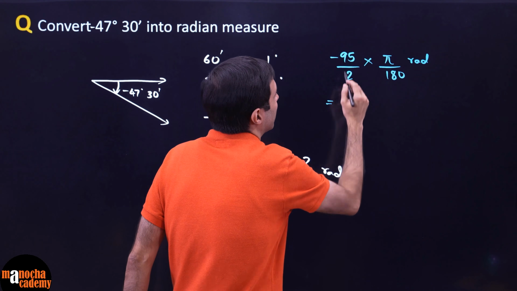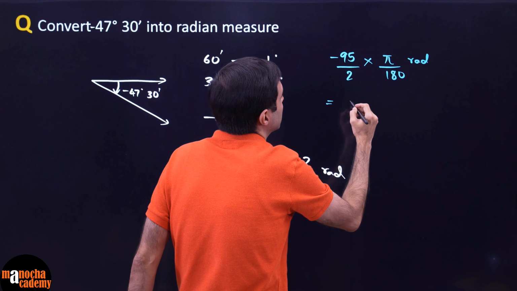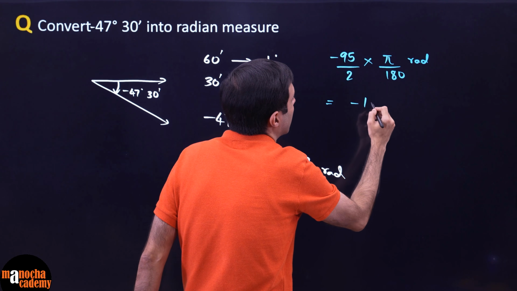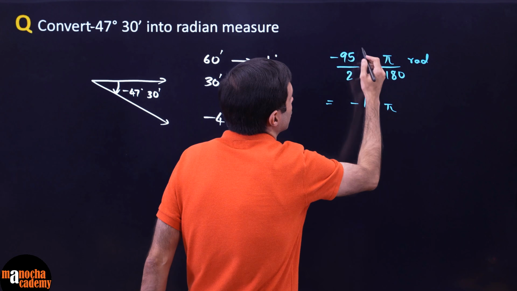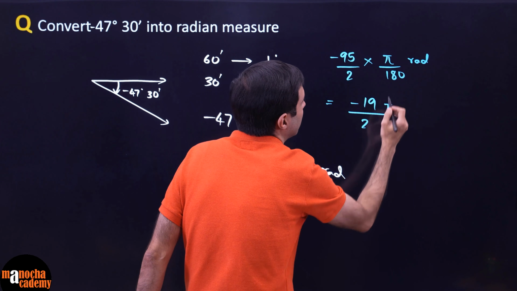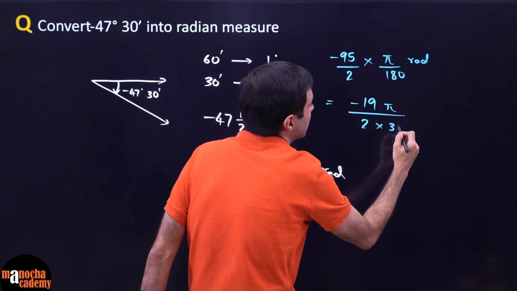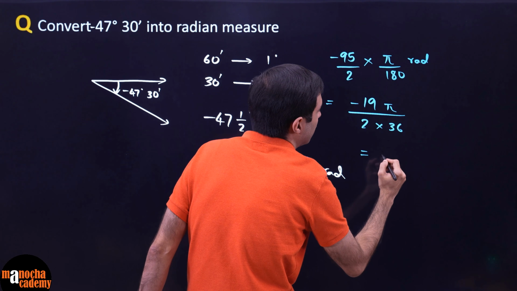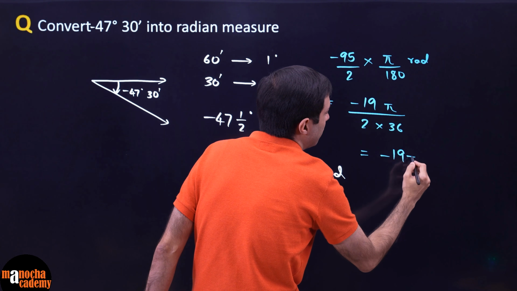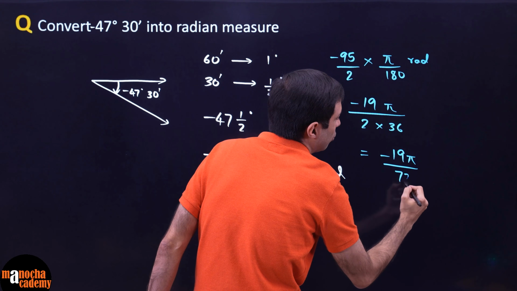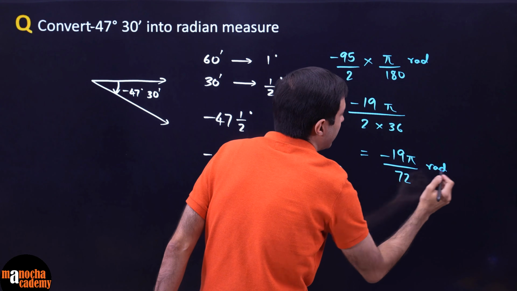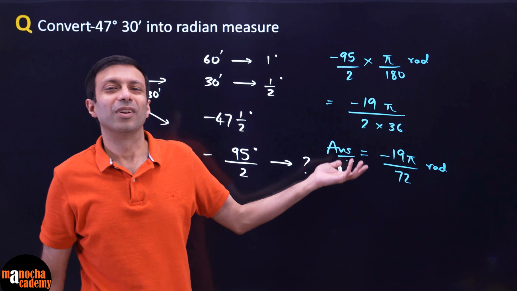And we can see that with 5 this will cancel. So we are going to get a minus 19 on top. 19 5s are 95, and you'll get a 36 here. So the final answer is going to be minus 19 pi by 72 radian. I'll write RAD in short. There you go. That's our answer.